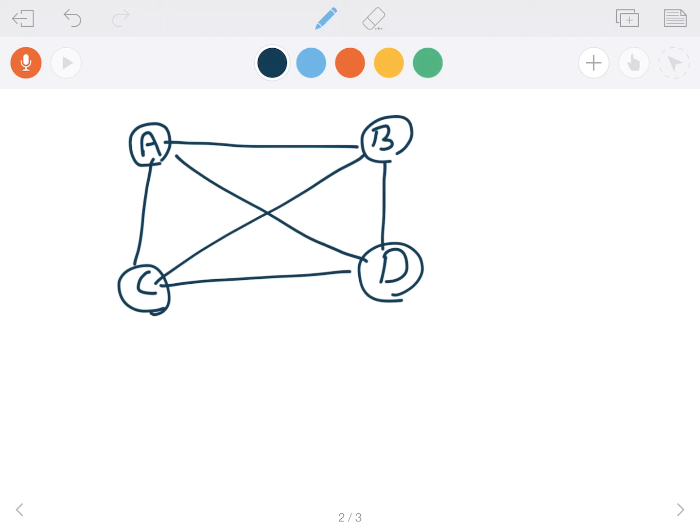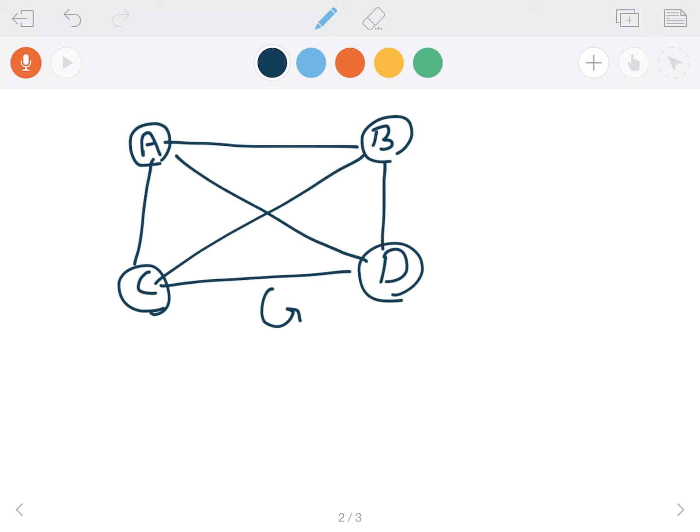Now let's look at this graph G that contains 4 nodes or vertices: A, B, C and D. We call this graph a complete graph. A complete graph is a graph in which there is an edge between every pair of vertices. As you see, there's an edge from A to every other node: from A to B, from A to D, and also from A to C. Also from B to every other node, from C, and from D to every other node.